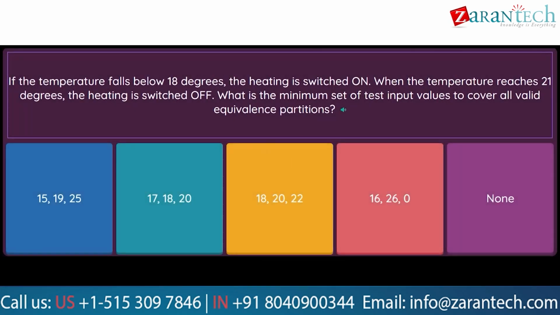Question: if the temperature falls below 18 degrees, the heating is switched on. When the temperature reaches 21 degrees, the heating is switched off. What is the minimum set of test input values to cover all valid equivalence partitions?